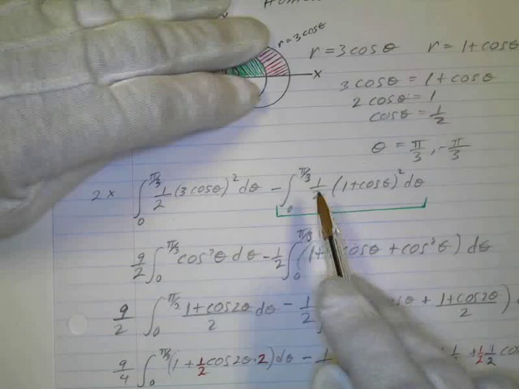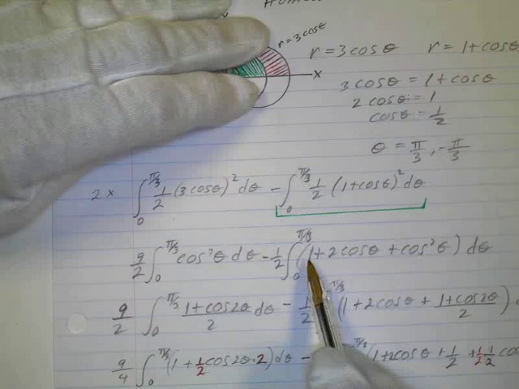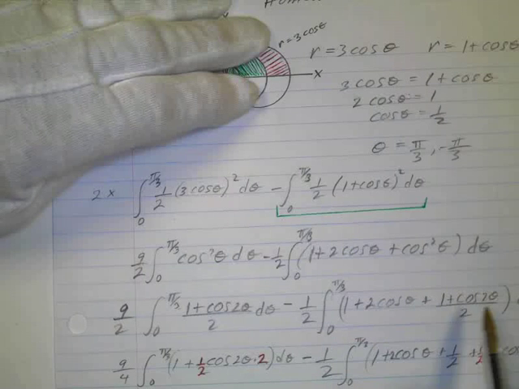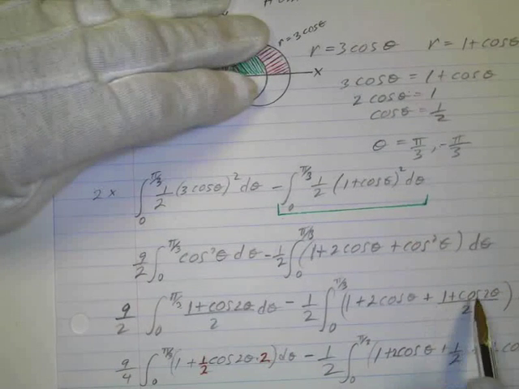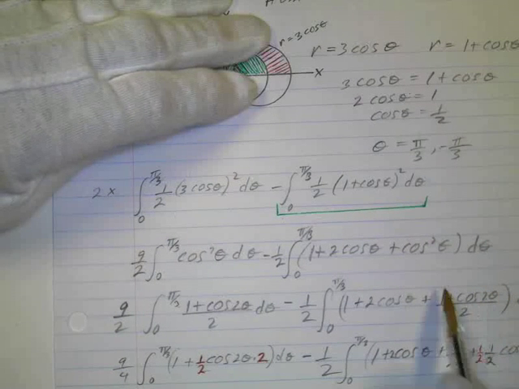Okay? And over here, same idea. I can take the 1/2 out, and I can square this out. So I've got 1 plus 2 cosine of theta plus cosine squared of theta. Then I've got to do this same thing with the cosine squared. I've got to change it to 1 plus the cosine of 2 theta over 2. So you'll start to remember this power reduction formula now.